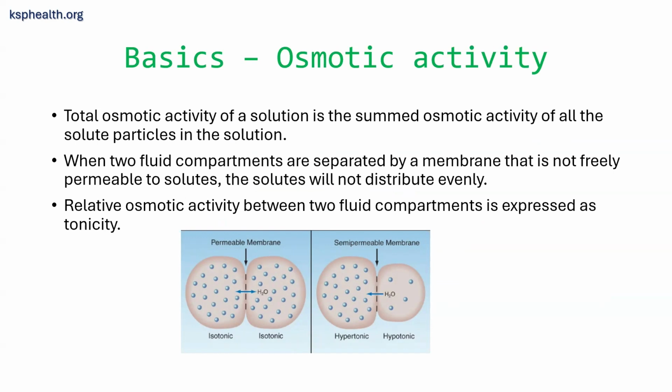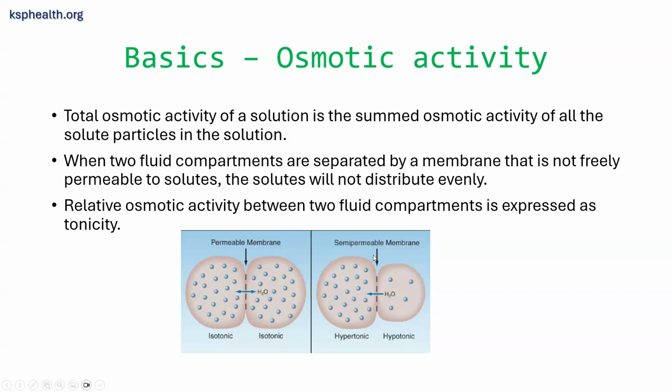It will be only one slide, it will be short and sweet. The total osmotic activity of a solution is the summed osmotic activity of all the solute particles in the solution. When two fluid compartments are separated by a membrane that is not freely permeable to solutes, the solutes will not distribute evenly. So the relative osmotic activity between two fluid compartments is expressed as tonicity. As you can see, when there is a permeable membrane, the solute travels across the membrane, so it is called isotonic. That means there is no difference between these two compartments.